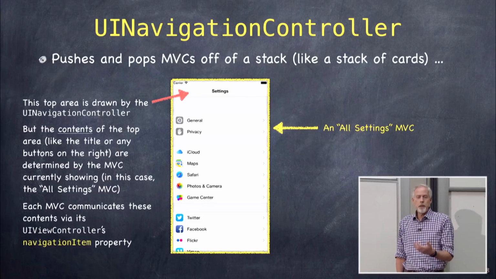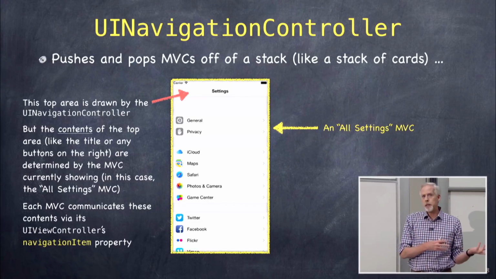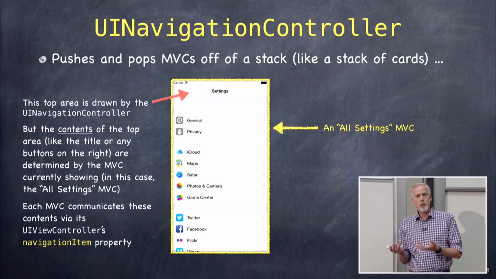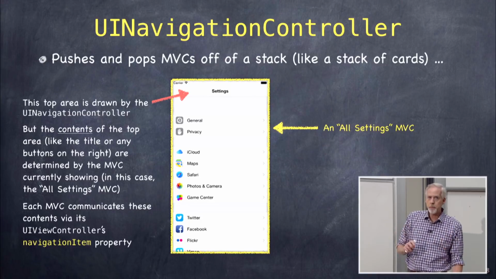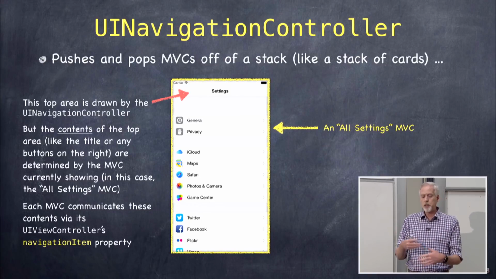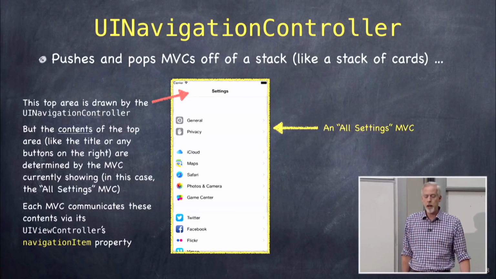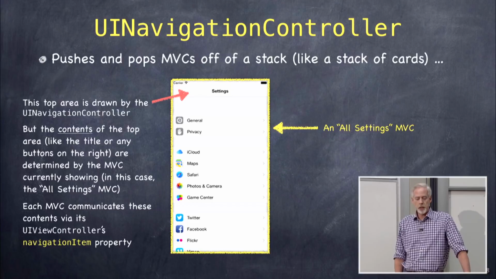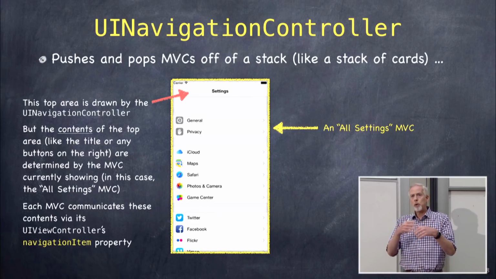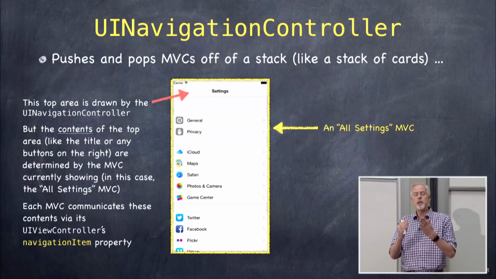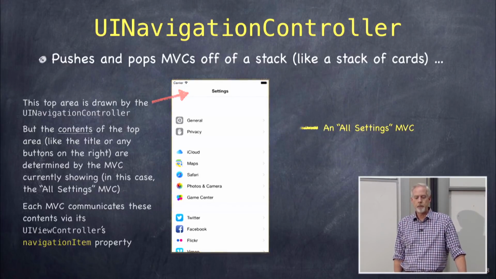And each MVC, similar to the tab bar item in the tab bar controller, has a var in UIViewController called navigationItem, okay? And that contains things like the title and other buttons that you can put in the title bar, all kinds of stuff. You're going to want to go look at the documentation for navigationItem and see what kind of things the navigation controller can do for you when your MVC is on top of the stack, okay?